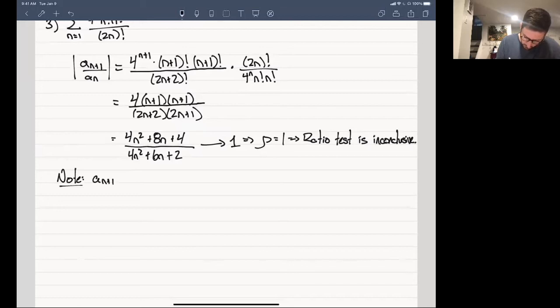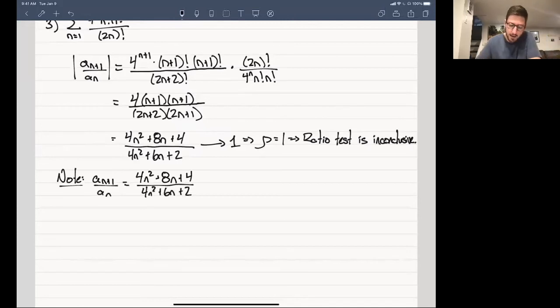a_{n+1} over a_n, the absolute value doesn't matter, but we get 4n squared plus 8n plus 4 divided by 4n squared plus 6n plus 2. Now, 8n plus 4 is bigger than 6n plus 2. That means that this is larger than 1, which tells me that a_{n+1} is bigger than a_n.